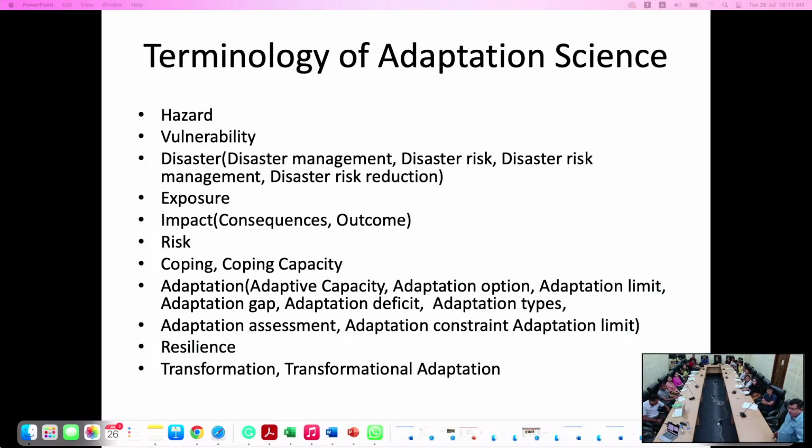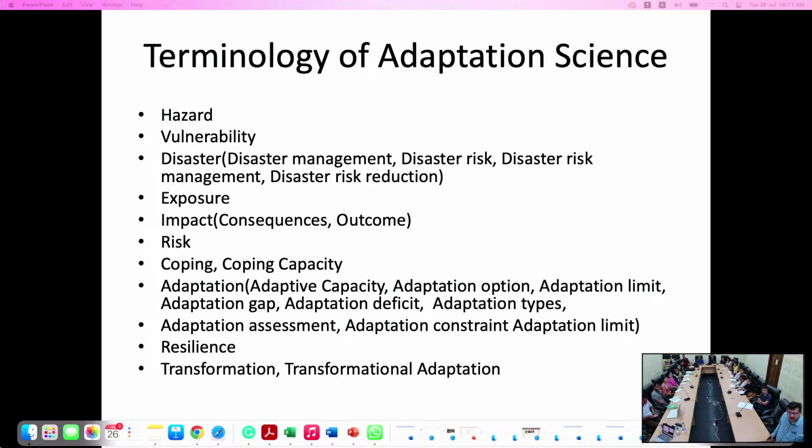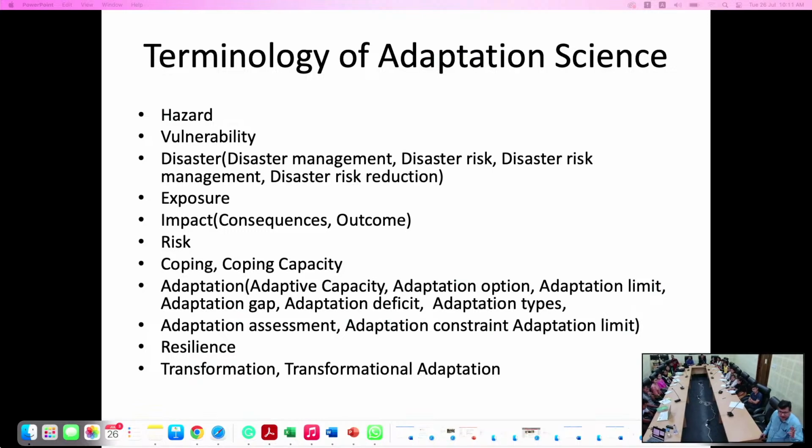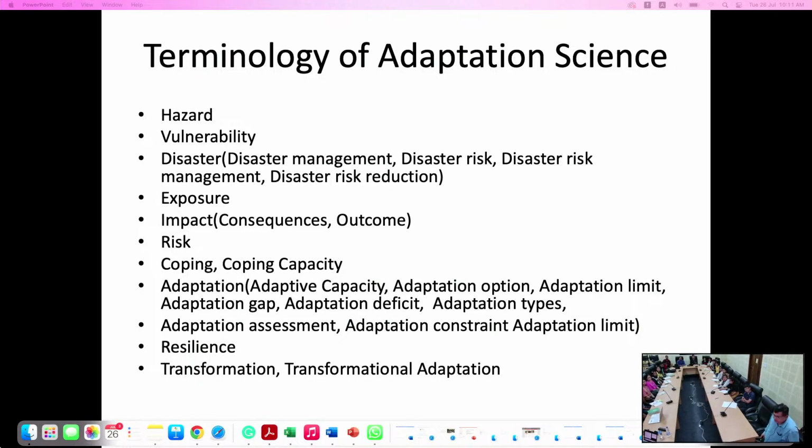So, these are some very important concepts of disaster management science, or people call it differently. People also call it vulnerability science, people call it disaster risk management science a lot. These words are very key concepts. I will explain only 4 or 5. I just want you to know: hazard, vulnerability, disaster, exposure, impact, risk, coping and coping capacity, adaptation, adaptive capacity, resilience, transformation. Are you familiar with these words? Have you heard about these words? At least the dictionary meaning you know, right?